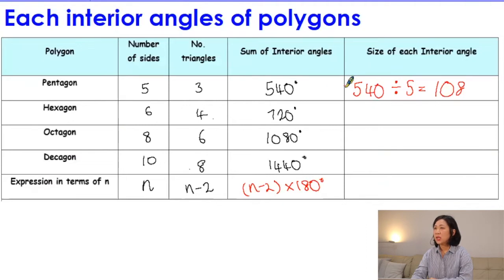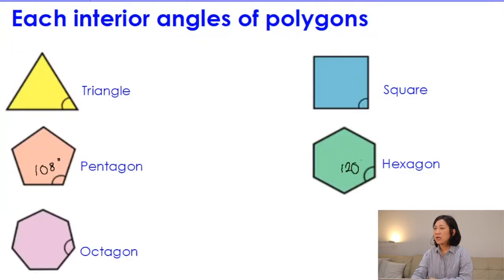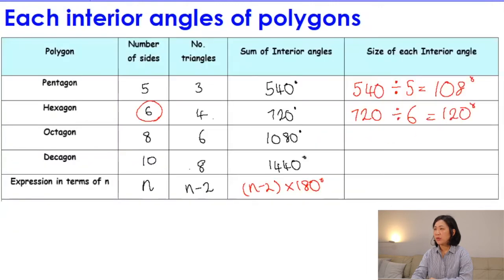Now let's focus on the hexagon. The total is 720. We can equally divide the total between 6 angles. That's why we have 120 degrees. So one interior angle of a regular hexagon is 120.